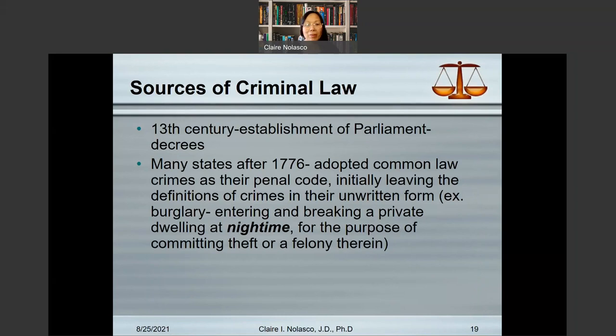Many states after 1776 adapted common law crimes as their penal code, initially leaving the definitions of crimes in their unwritten form. For example, under common law, burglary is entering and breaking a private dwelling at nighttime for the purposes of committing theft or a felony therein.